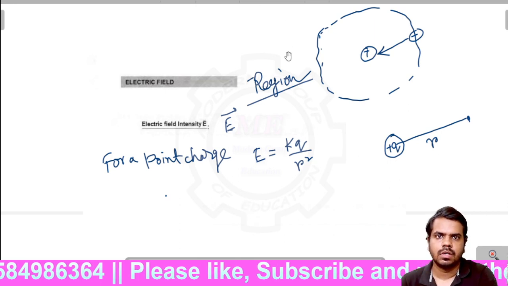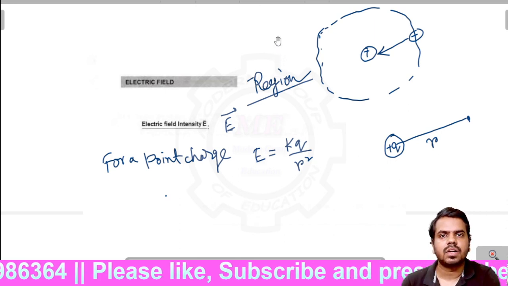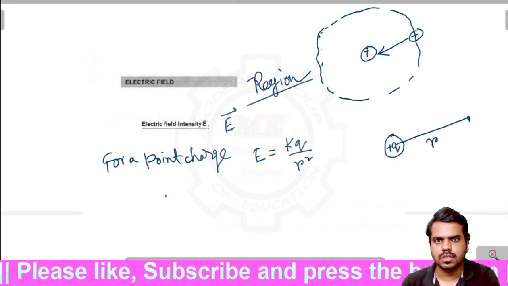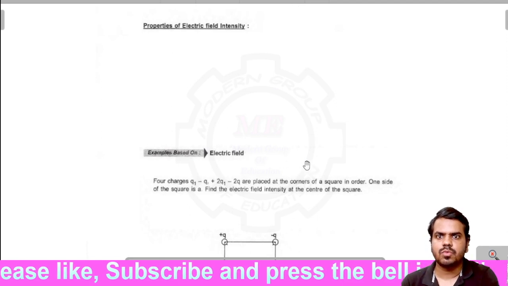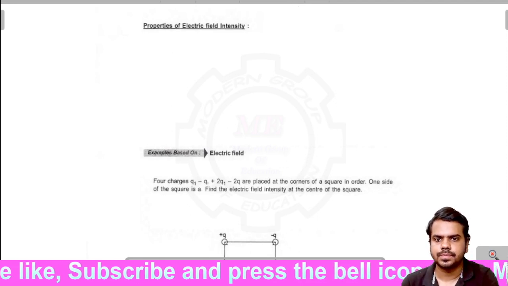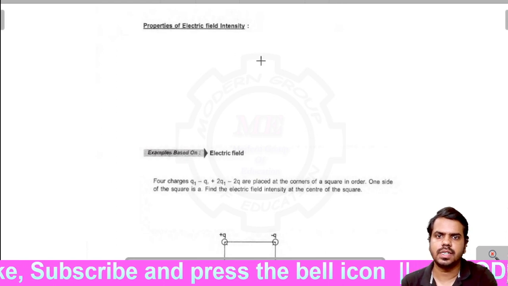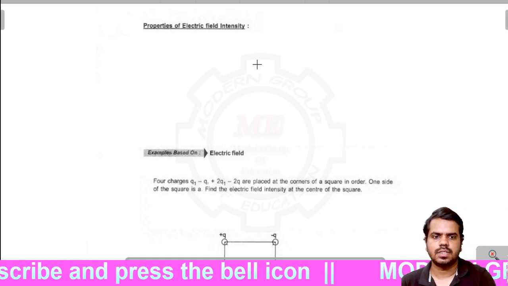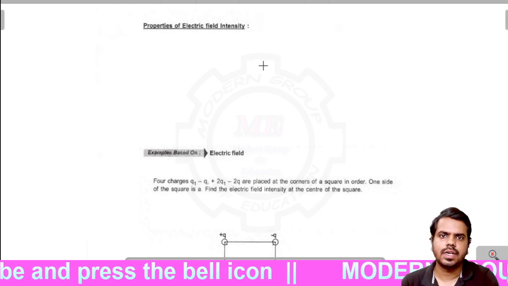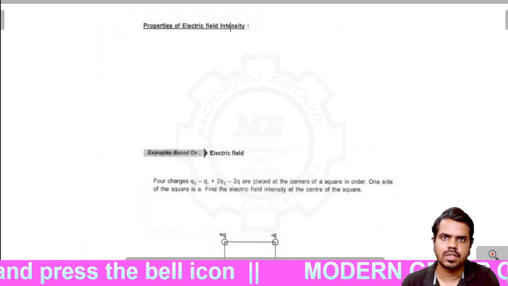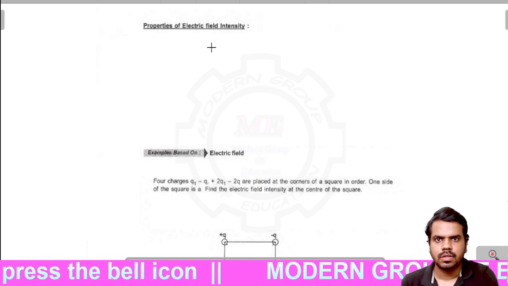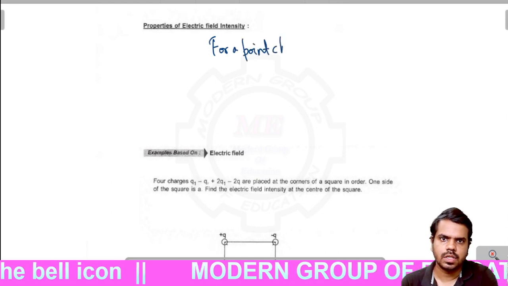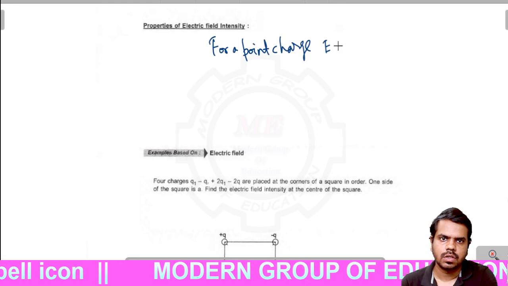Now we will do a numerical after this, and then the next questions and next topics. This is the properties of electric field intensity. Electric field intensity, what is a property? Properties are like: electric field intensity for a point charge is kQ by r square. I already told you about that. For a point charge it is kQ by r square.